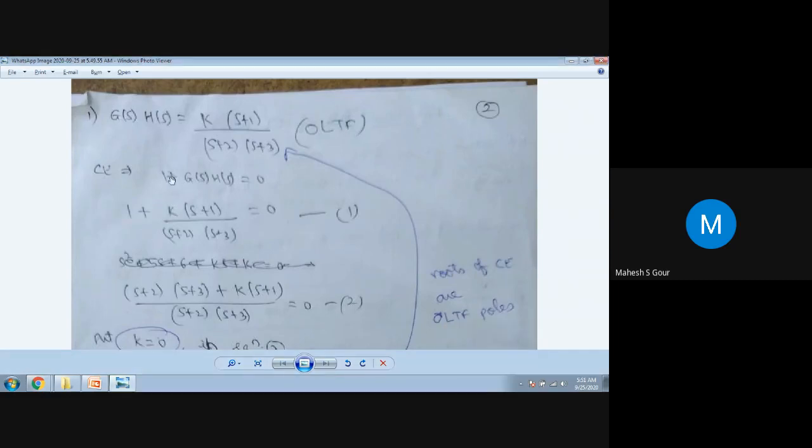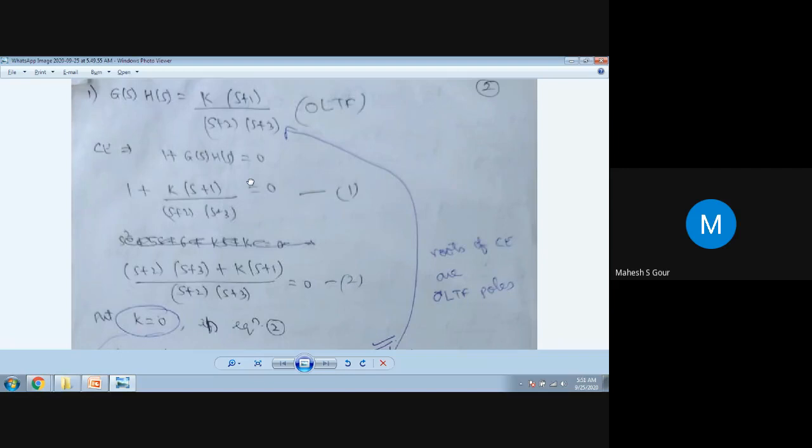Sorry for that. See now, if I take a function, G of S is equal to K into S plus 1 divided by S plus 2 into S plus 3. As you know, this is the open loop transfer function. How to check whether it is open loop or closed loop? H of S will be unity feedback in most cases; they have only given the gain. So this is an open loop transfer function.